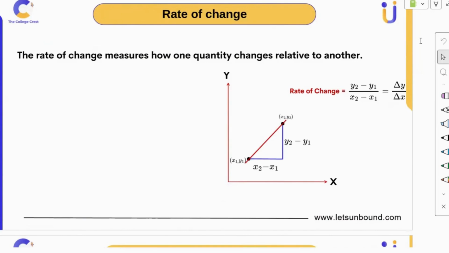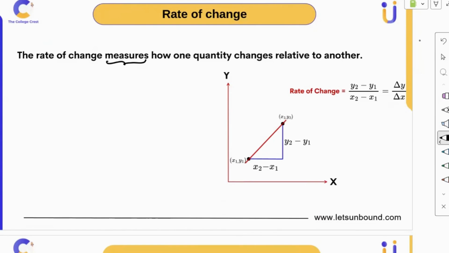What is rate of change? Something is changing. We are finding at which rate it's changing. It's about the measure. It will be a number that will tell us how one quantity changes relative to the other. So number means it can be positive, negative, or even zero.